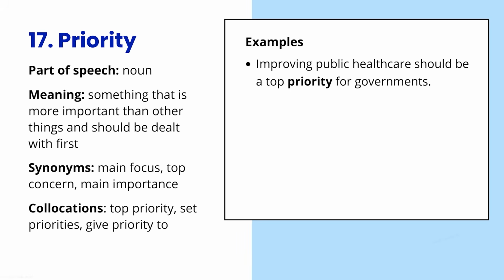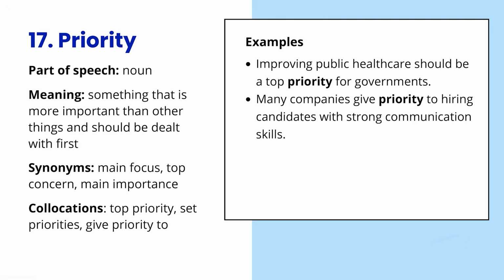So here are some examples. Improving public health care should be a top priority for governments. This means that improving healthcare should be the most important thing for governments.